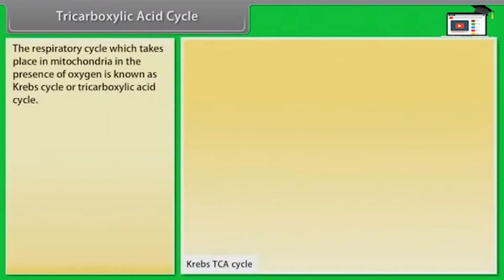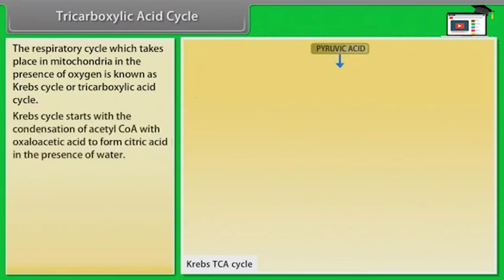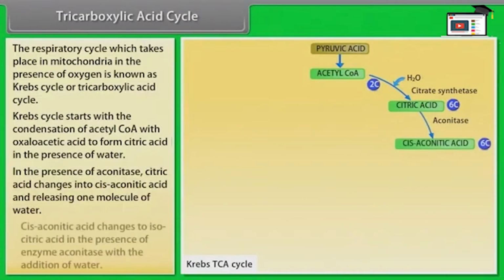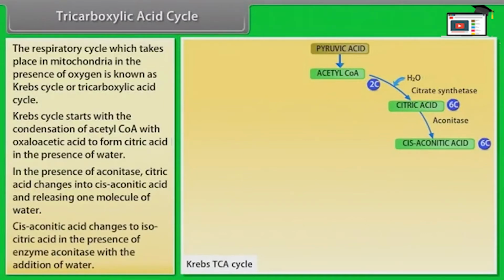Tricarboxylic acid cycle. The respiratory cycle which takes place in mitochondria in the presence of oxygen is known as Krebs cycle or tricarboxylic acid cycle. Krebs cycle starts with the condensation of acetyl CoA with oxaloacetic acid to form citric acid in the presence of water. In the presence of aconitase, citric acid changes into cis-aconitic acid and releases one molecule of water. Cis-aconitic acid changes to isocitric acid in the presence of enzyme aconitase with the addition of water.